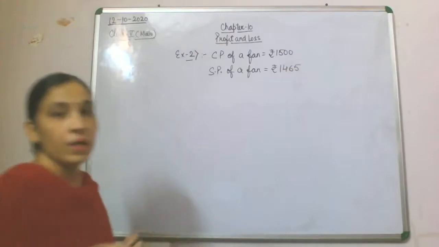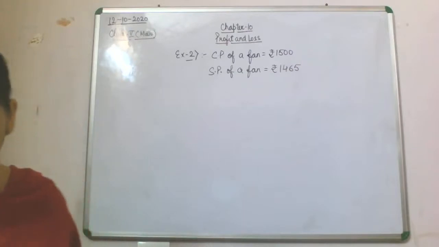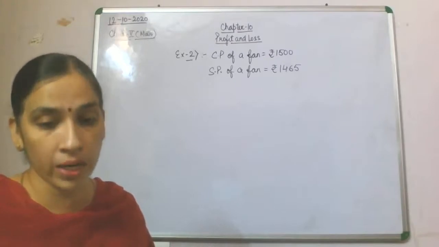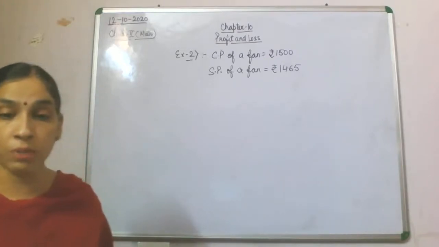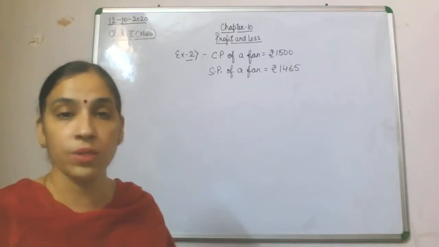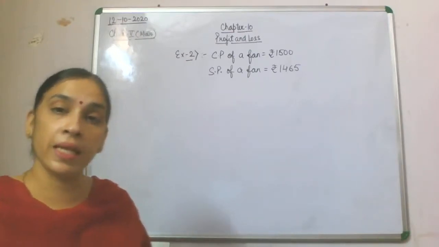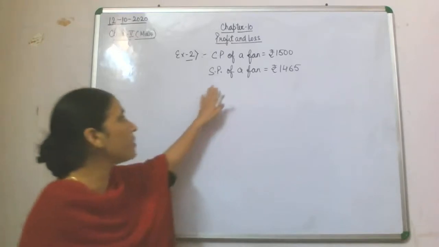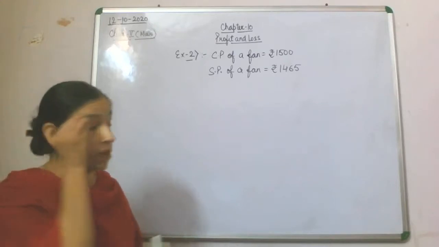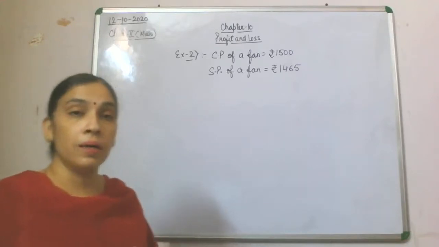Fine. See what is given in the question. I'll read it out once again and then you will understand what is given here. A man sold a fan for rupees 1465. Find the loss percent if he had bought it for rupees 1500. Sold means selling price, so we have written that the selling price of a fan is rupees 1465, but that fan was bought by that person for rupees 1500.